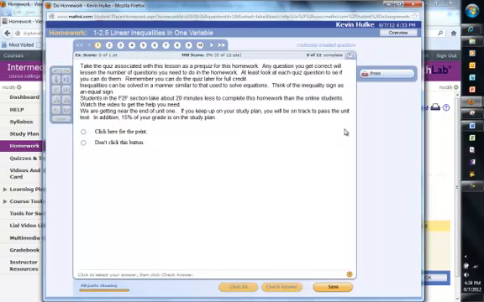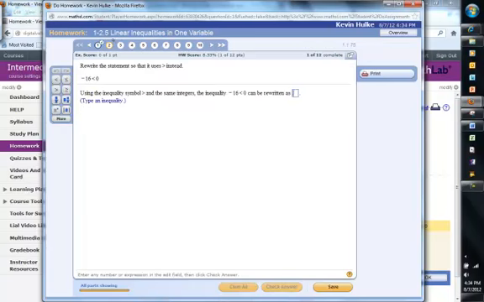As it says, take the quiz that's associated with this lesson. Any question you get correct will lessen the number of questions you need to do in the homework. At least look at each quiz question to see if you can do them. Remember, you can do the quiz later for full credit. Inequalities, that's what we're doing today, can be solved in a manner similar to that used to solve equations. Think of the inequality sign as though it were an equal sign. Students in the face-to-face section take about 20 minutes less than those online students. Watch the video to get the help you need. Keep up with your study plan. We're getting close to the end of the unit, so it's 15% of your grade.